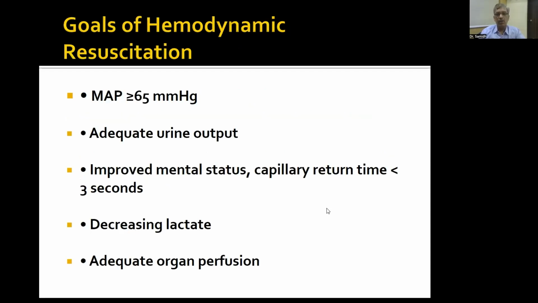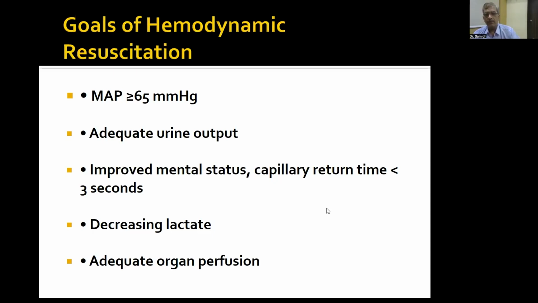Goals of our hemodynamic resuscitation are mean arterial pressure more than 65, adequate urine output that is more than 0.5 to 1 ml per kg per hour, then improved mental status, and capillary refill time, a simple bedside test where after pressing the nail, if the pink color returns within 3 seconds, that suggests adequate tissue perfusion. Then decreasing lactate on subsequent ABG and the evidence of adequate organ perfusion.